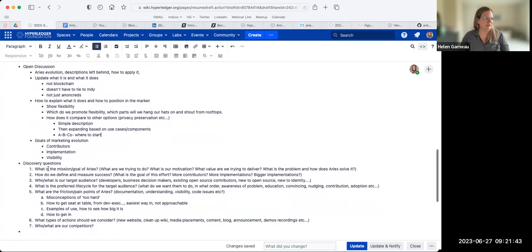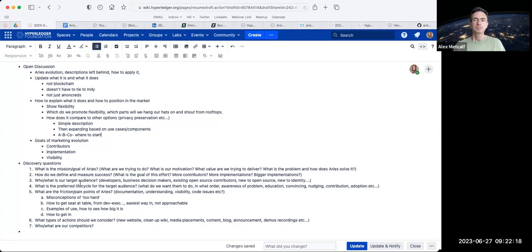Yeah, so even the mission goal in Aries, I think that is very much a high level goal. But then to number two, how do we define and measure success? Like we were talking about, making it more approachable, seeing more implementation, more people getting involved, more people onboarded, more contributions and implementation, more press talking about it, and companies putting money, funds and resources into developing with it. So I think there's a lot there that could be success.